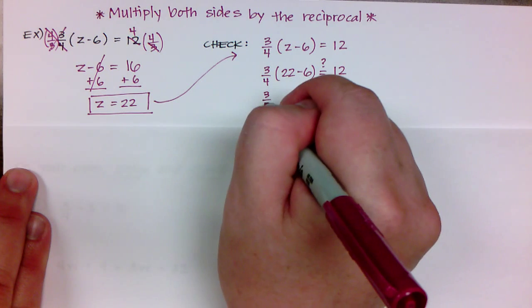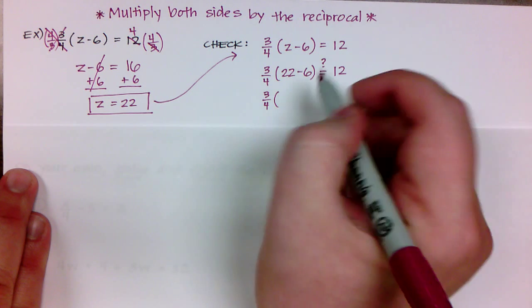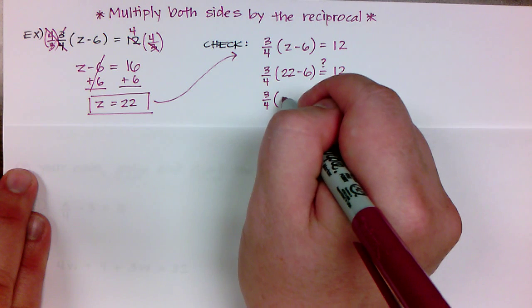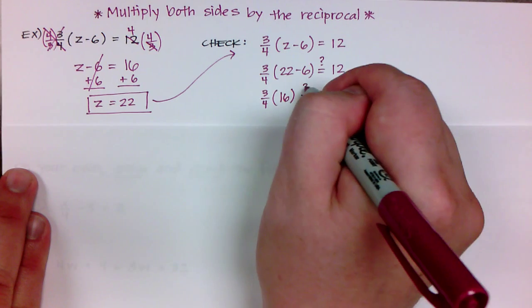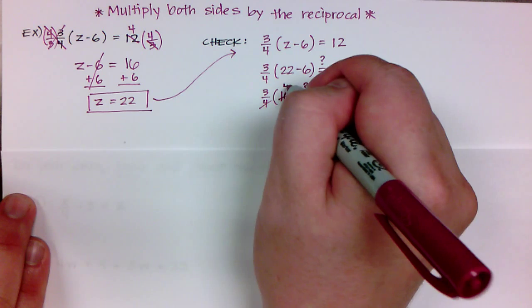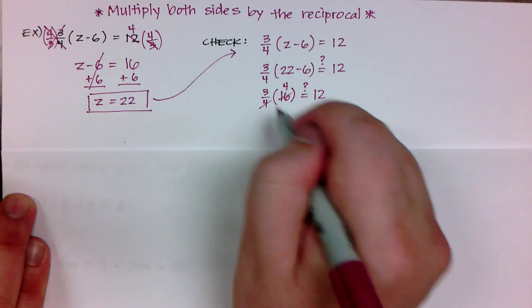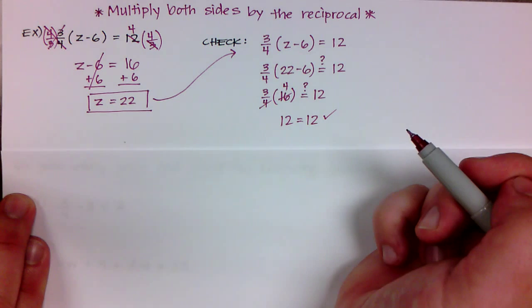Okay, do inside parentheses first. What is 22 minus 6? 16. The 4 and the 16 can cancel, and I'm left with 3 times 4, which is 12. So I did find the correct solution.